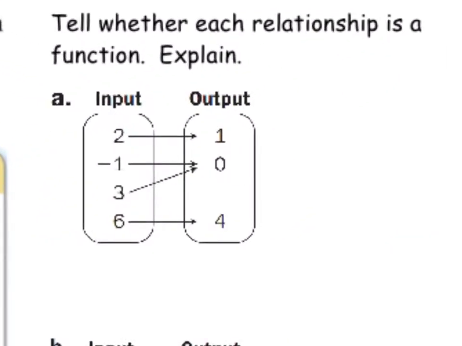So, let's take a look at a couple of examples here. Off to the side, our first example A, we have a mapping, and we have our inputs and our outputs. Taking a look at the first input, does that have only one output? Yes, because there's only one thing that it's pointing to. Does -1 have one output? Yes. Does 3 have one output? Yes. Does 6 have one output? Yes. It does not matter that -1 and 3 both have the same output. What matters is that these are only going to one number. So this is a function.